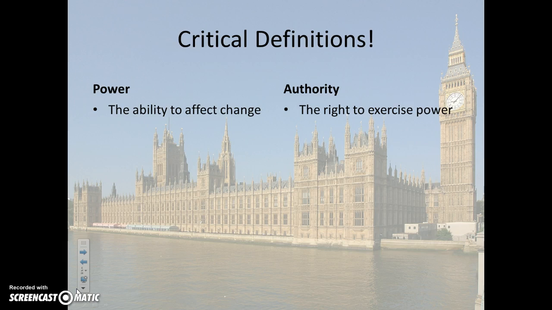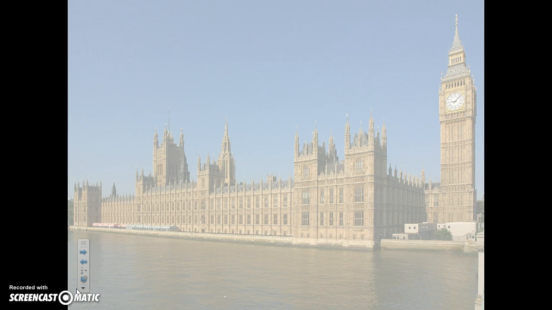We'll keep coming back to this idea of legitimacy. Power without authority is bullying. Authority without power is impotence, essentially. So these are two critical definitions, and we're going to bounce them around a bit as we go through the rest of this presentation. So let's have a look at some of the structures that we need to know about.